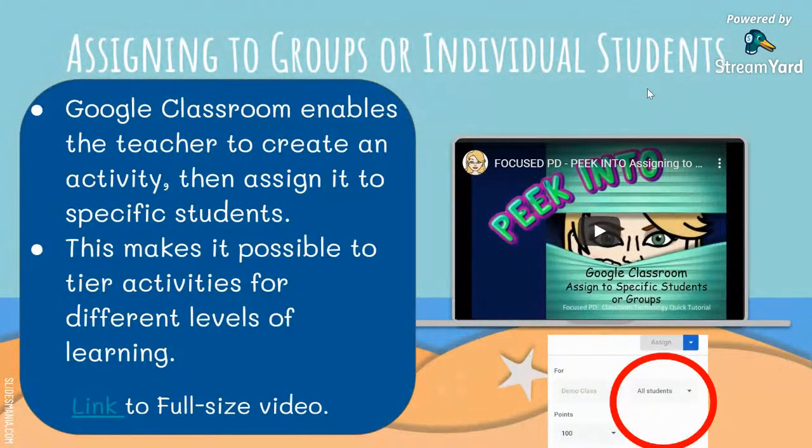So in Google Classroom, the teacher can create an activity, and then whenever you go to assign it, you can assign it to a group of students or to just one student, however you want. And the way you do that is over in the top right corner of your Google Classroom assignment. When you're making the assignment, there's a little drop down menu that says all students. And if you click on that and deselect all students, then you can go in and pick particular students that you want that assignment to go to.